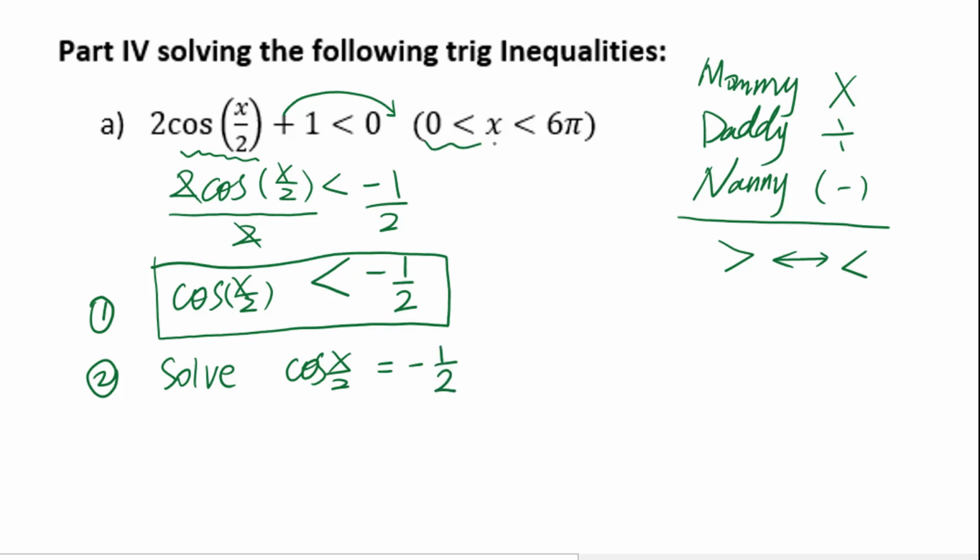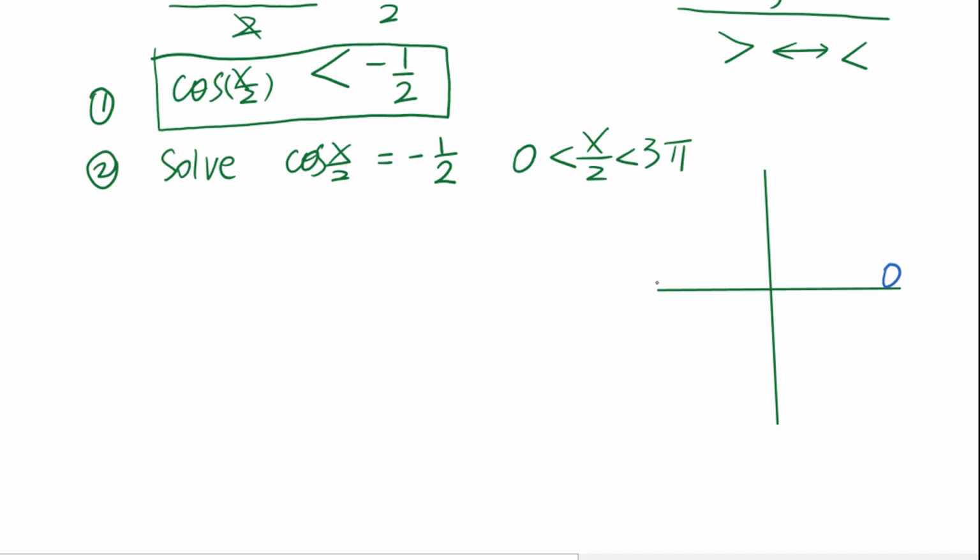Because the domain is x greater than 0 and less than 6 pi, we need to draw the diagram between 0 and 3 pi. This is 0, pi, 2 pi, 3 pi. Start from 0, stop at 3 pi. And this is quadrants 1, 2, 3, 4. All students take calculus.